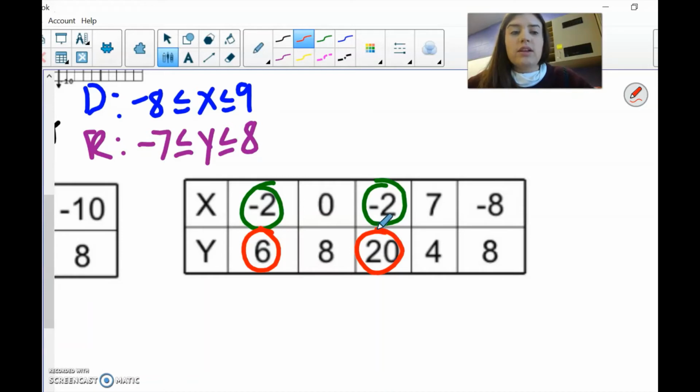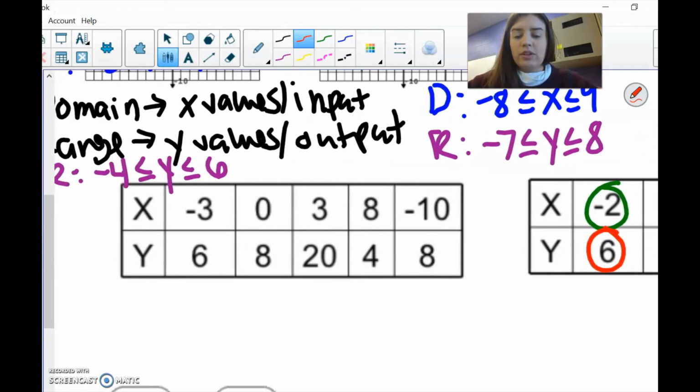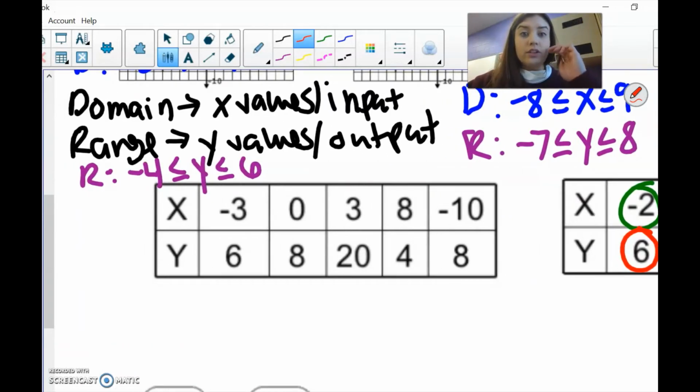Okay, this is a no-go. This is not a function. No, we can't have it. So because it's not a function, we have to move on to the other. It's not a function. We're not going to say it's linear. We're not going to say it's nonlinear.